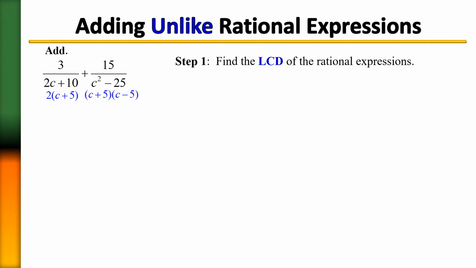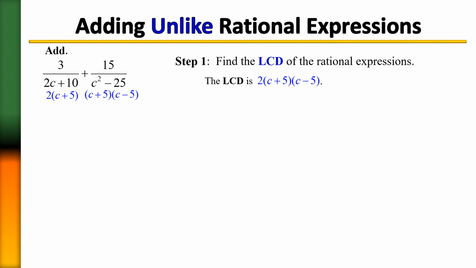So now that we have our denominators completely factored, let's take a look at what are all the different or unique factors. Well, in this expression, we only have three unique factors because I see there's a 2 by itself. I also see a c plus 5, and I see a c minus 5. So all of them together is my LCD. So my LCD is 2 times c plus 5 times c minus 5.